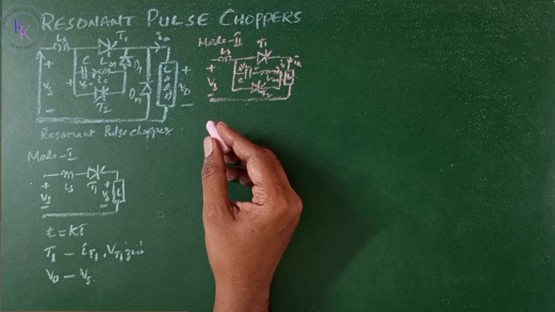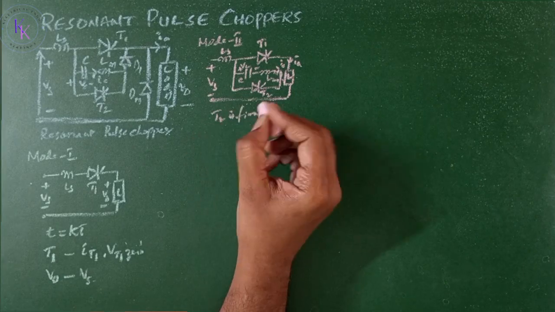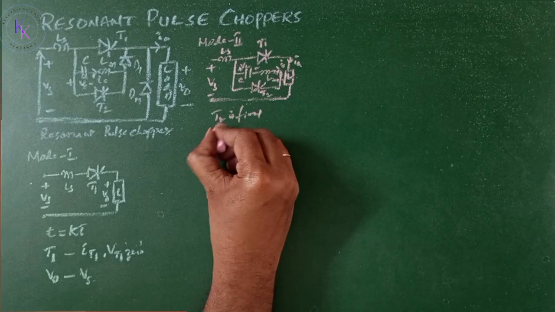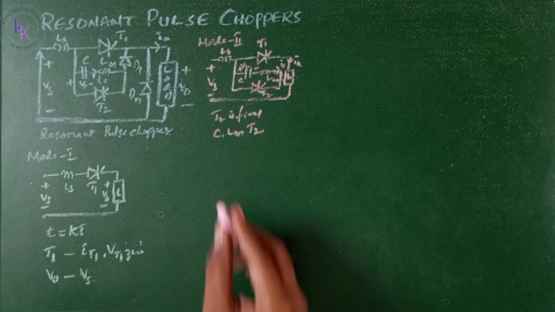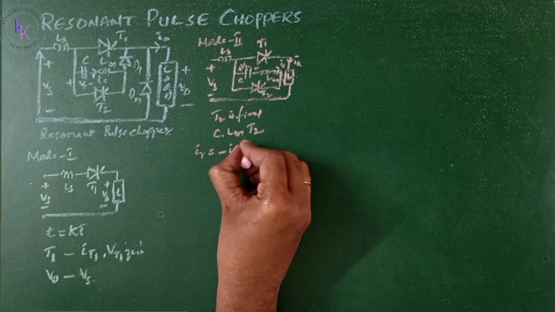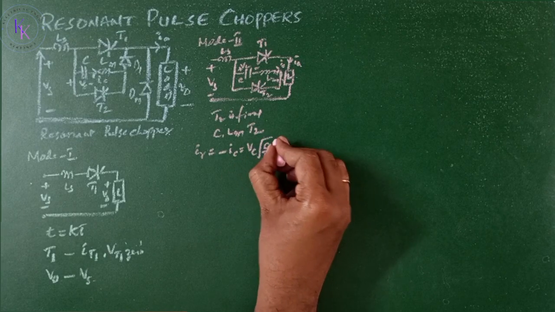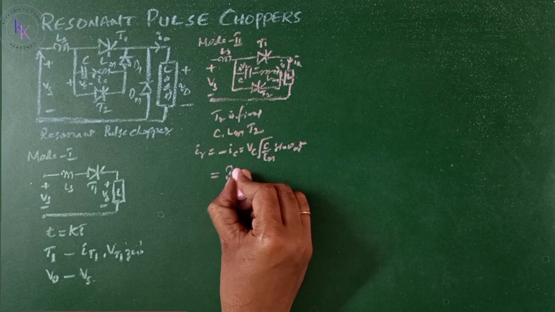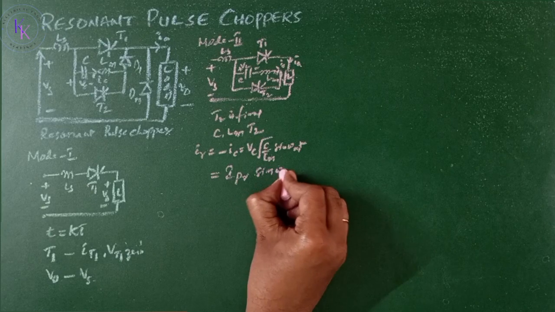Mode 2 begins after t equals kT, when the commutating thyristor T2 is fired. The commutation capacitor reverses its charge through C, Lm and T2. The reversal current is given by IR equals minus IC, which equals Vc square root of C by Lm sine omega mt, which is nothing but the peak reversal current IPR sine omega mt.